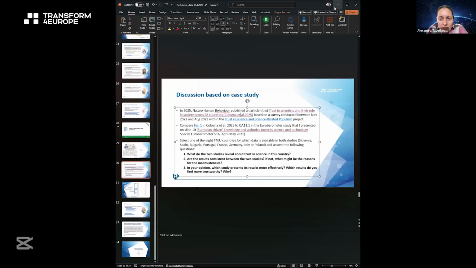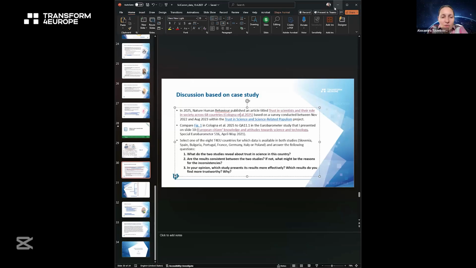Comparing both studies suggests a moderate level of trust. And this means that there is work to be done. Did you find that the results between the two studies are consistent? What you found in one study is consistent with what you found in the other one?